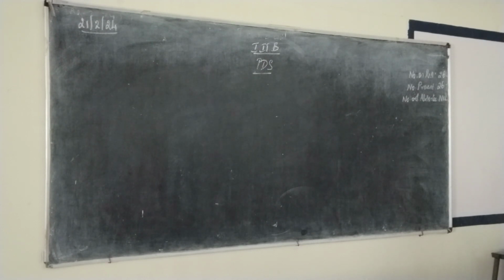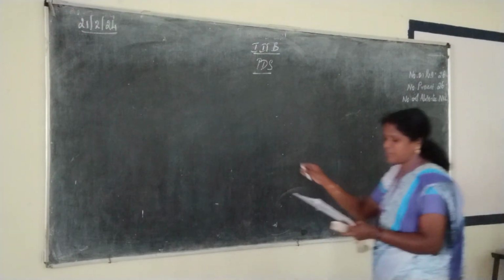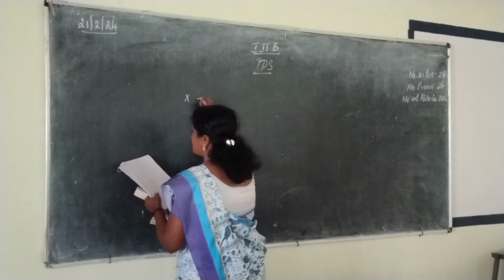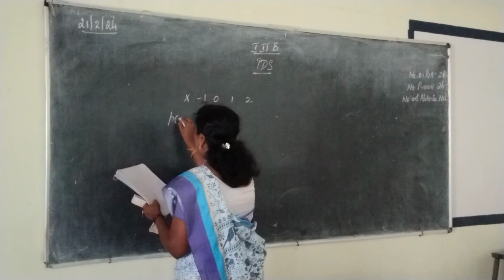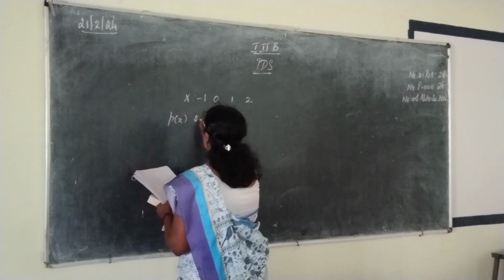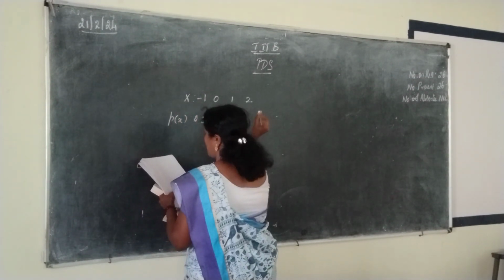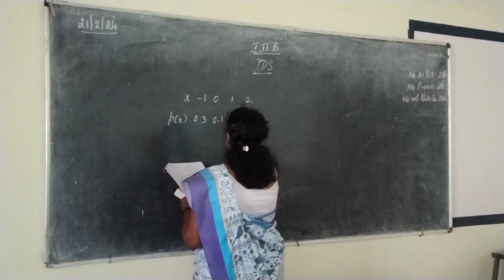Since you are going to sports quiz, you will not take notebook, you will not take pen. Borrow from someone. Take it. X values -1, 0, 1, 2. Corresponding p of x values 0.3, 0.1, 0.4, 0.2.